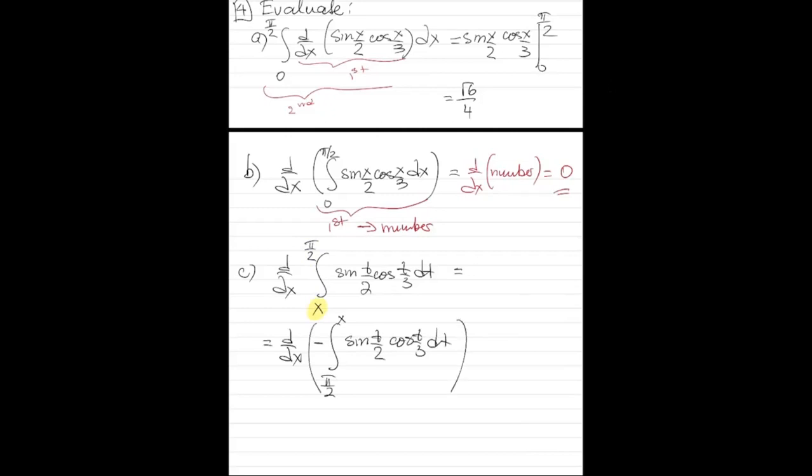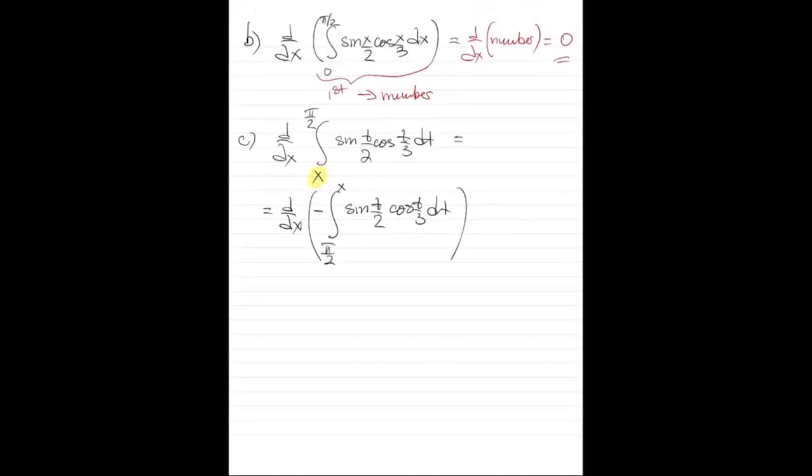And now this should be a familiar expression from the fundamental theorem of calculus, where it says if you integrate and then differentiate, these two cancel each other. And they do, because here we have x for the upper bound, so this is not a number anymore. This is a function, and we arrive with the function in terms of x, so negative sine x over 2 cosine x over 3. And so we did this by the fundamental theorem of calculus, part 1.